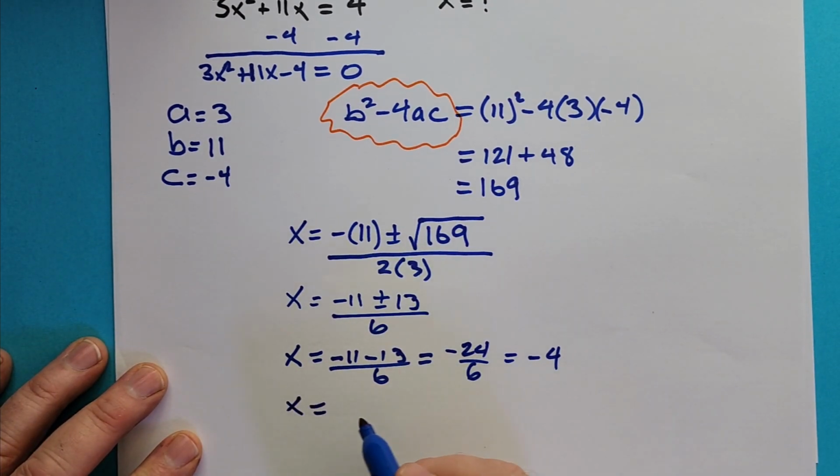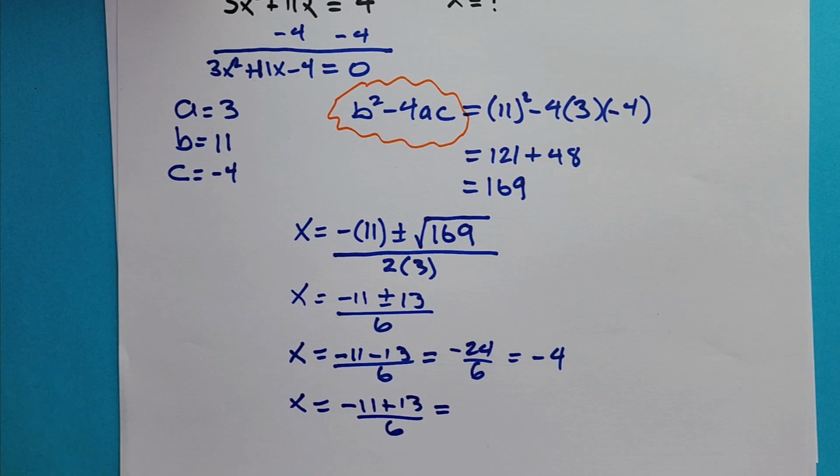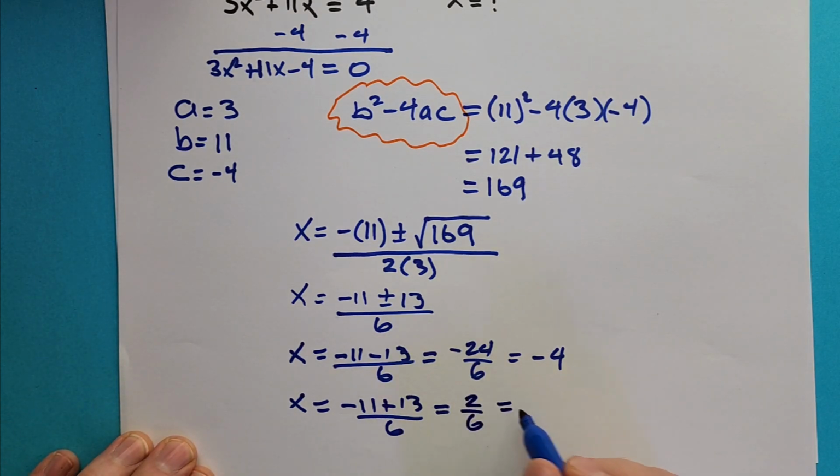Now we have to use the other sign on this, the positive sign. So x is equal to a negative 11 plus 13 over 6. So a negative 11 plus 13, well, because they're opposite signs, we end up subtracting the 11 from the 13, we get 2. So here the positives beat out the negatives. So this is a positive 2 over 6. And that's an easy fraction to reduce. It reduces to 1/3.